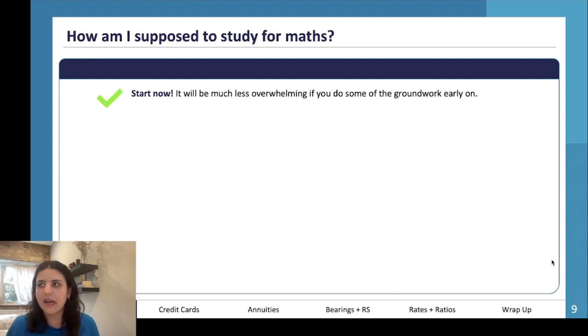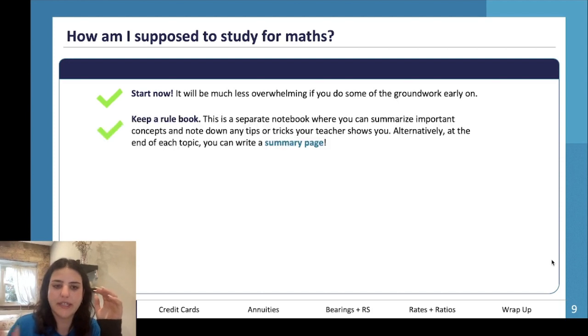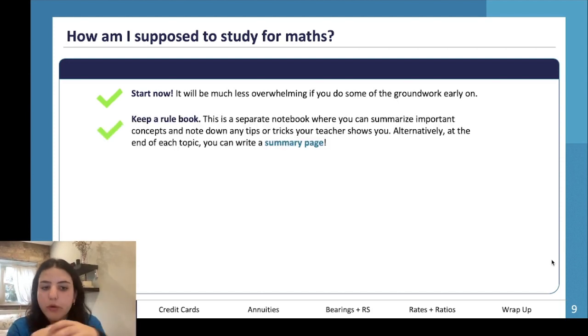For me, I was a summary sheet person, which links into this next tip, which is about keeping a rule book. I wrote a summary sheet for each of the 10 chapters. Every time we finished a chapter, I'd do 1 A4 sheet where I showed working out examples, formulas and diagrams. By the end of the year, I just had 10 sheets, and that was all I needed. Because for maths, you really don't need extensive notes. In fact, extensive notes is just a waste of time, in my opinion.